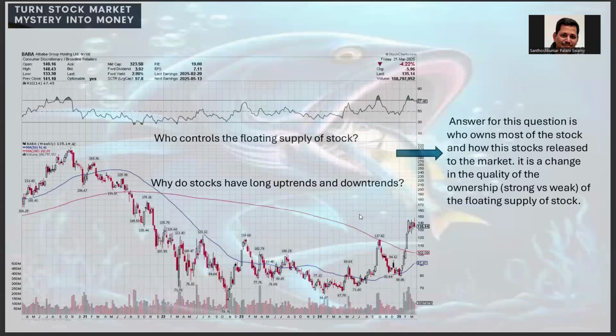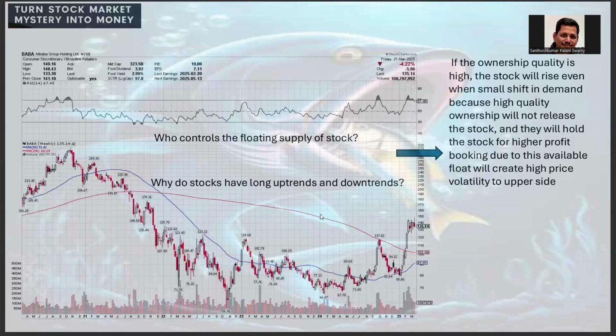So who controls the floating supply of the stock? And why do stocks have long uptrends and downtrends? The answer to this question is who owns most of the stock and how the stock is released to the market. It is a change in the quality of the ownership. Who owns the stock? Is it the strong hands holding the majority of the stock or the weak hands? Based on that, the quality of the holding will be decided. The floating supply will also be based on who holds the stock.